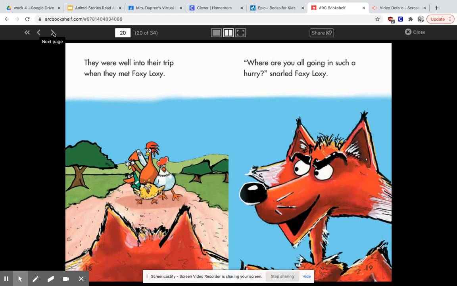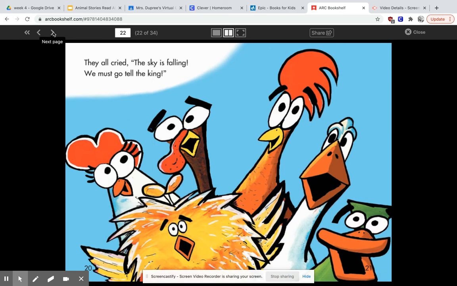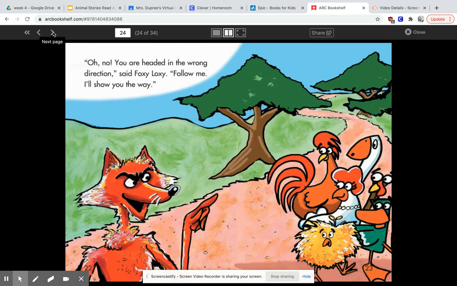That might have helped them when Foxy Loxy came in, because he told them that they were going the wrong way, right? And if they had that map, maybe they would have known that he was trying to trick them. So maybe that would have been something good that could have been put in the story for illustration.